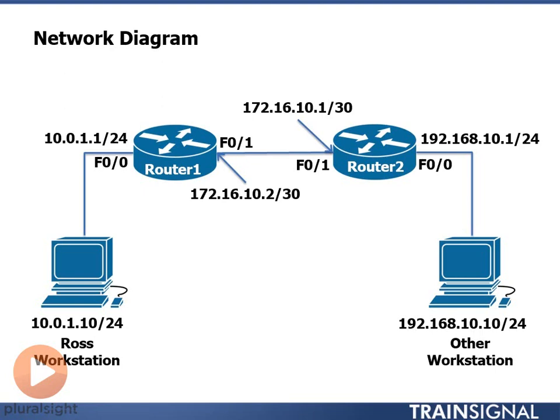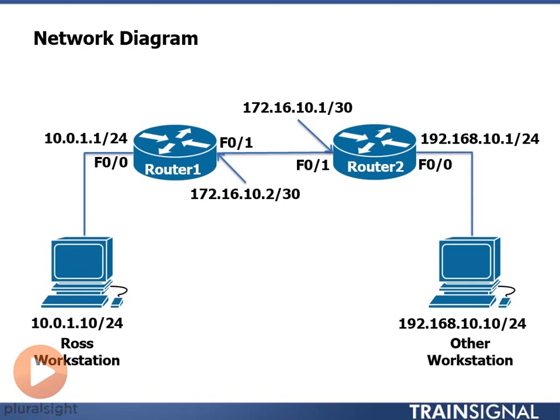What I have here is two workstations. I have my workstation over here on the left, and that has an IP address of 10.0.1.10. And then I have this other workstation over here, just to give us a device to ping, and that is 192.168.10.10. And I have two routers in between us. Now I've already pre-configured these routers with the base configuration. So all of their IP addresses are configured and all of the security is set up, as well as the host name changed. So we can connect to these routers and just configure the static routes to make the network work.